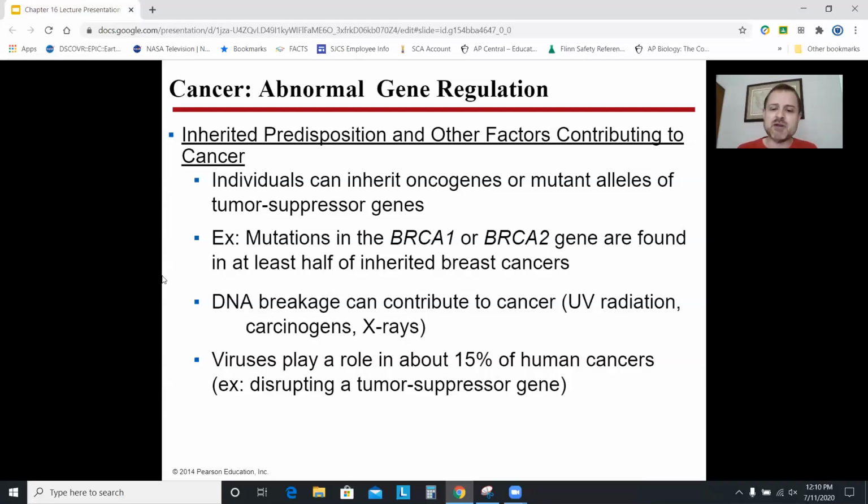This last point I want to mention for just a minute. Viruses play a role in about 15% of human cancers. So there's one that we should discuss in a little bit of detail, and that's HPV. HPV stands for human papillomavirus, and it is the most common STD in America. Last I checked, I looked this up before I recorded this video, there were 80 million Americans with HPV. That's a lot. It's a virus that is transmitted sexually, and most people that have HPV don't know that they have it. You can have it and have no symptoms at all.